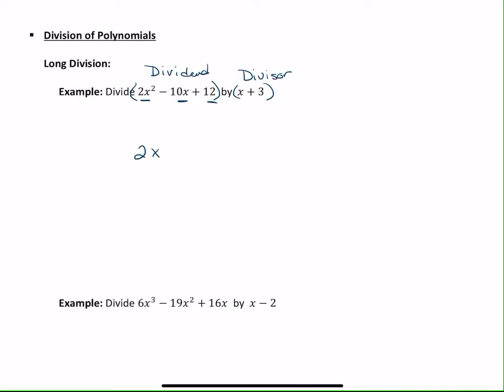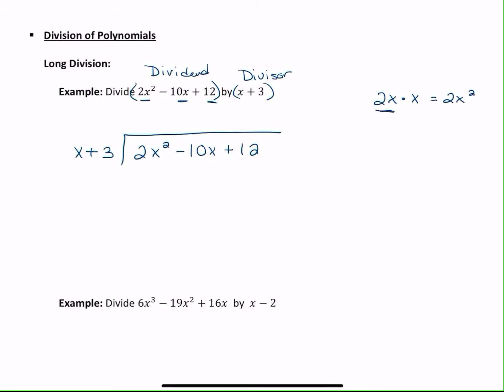We're going to have 2x squared minus 10x plus 12. And we're going to divide that by x plus 3. So what I want you to concentrate on is just this first x, the first term, and this first term. What do I multiply x by to get 2x squared? Or what is 2x squared divided by x? You can ask that either way. So I usually do, what do I multiply x by to get 2x squared? Well, that's going to be a 2x, because 2x times x will give me 2x squared.